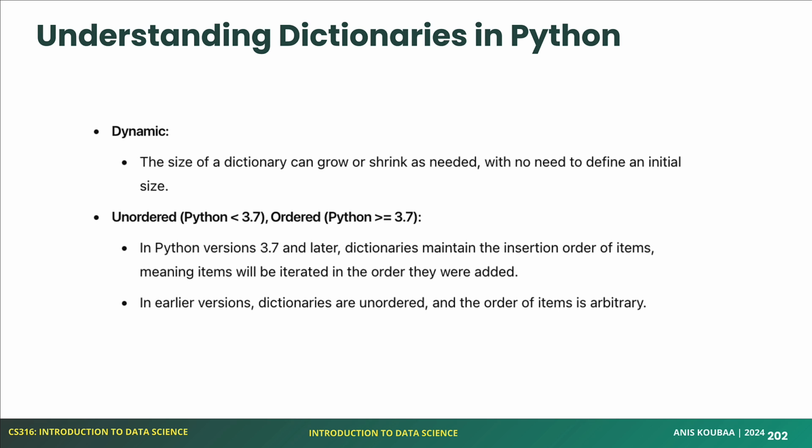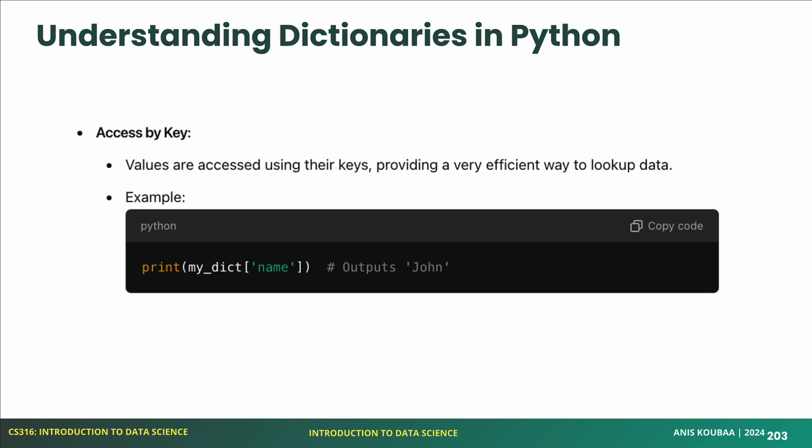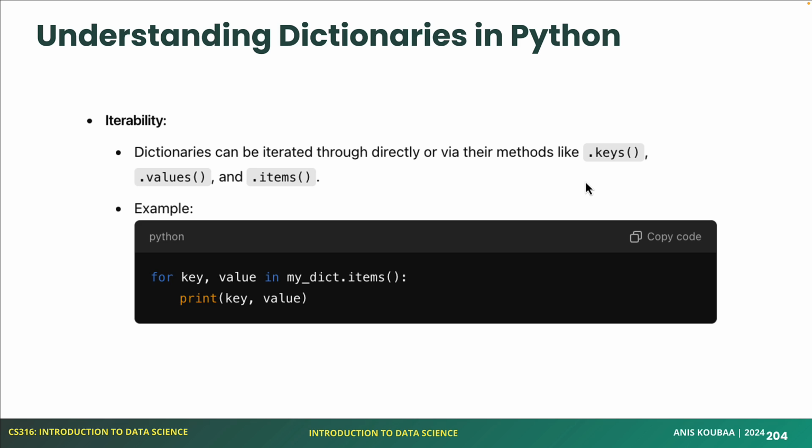And of course, ordered is much better because at least it maintains a certain logical order based on how you have input your values. To access a dictionary, we use its key, so my dictionary, and then between brackets the key name, which provides a very efficient way to look up the data. And we can use .keys, .values, and .items. This is just a brief overview. I'm going to go through all the details.